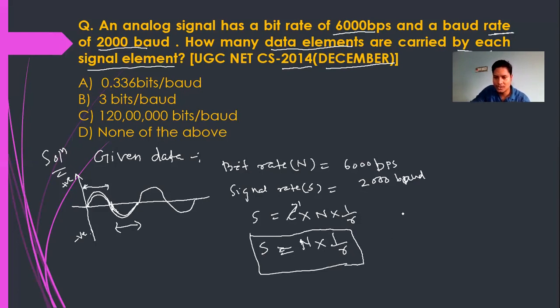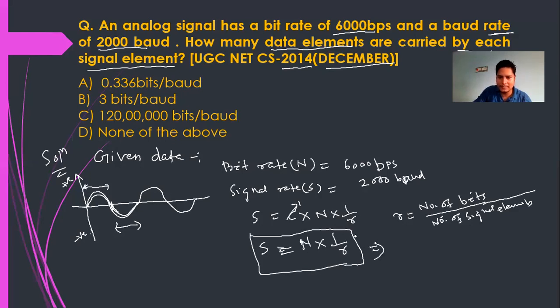So what do we mean by R? We know R is equal to the number of data elements per number of signal elements, or we can say the number of bits per signal element. Here, as per the question, it is the number of bits per baud. It is asking how many data elements are carried by each signal element. So in this question, let's put the values of S and N and calculate the value of R.